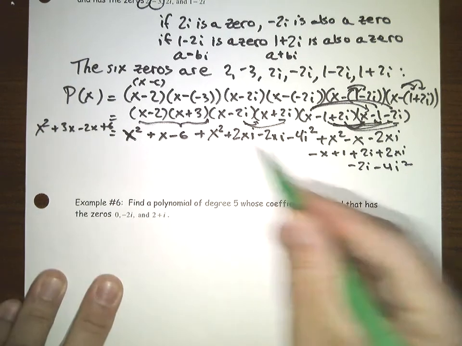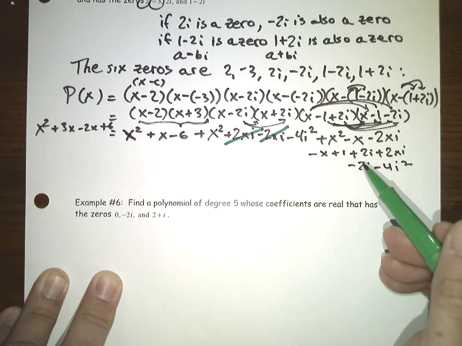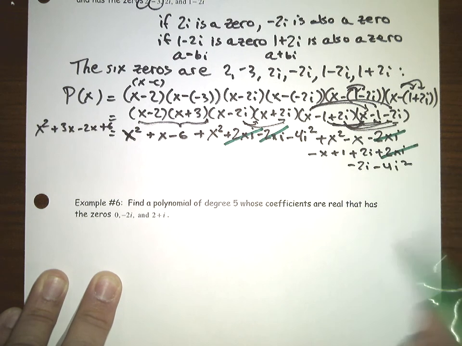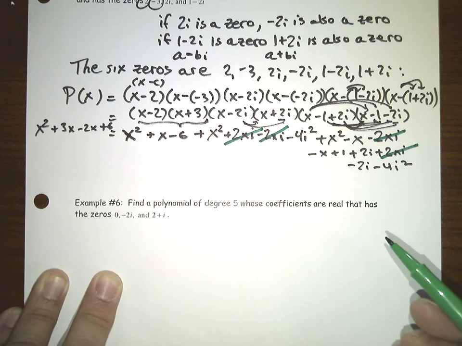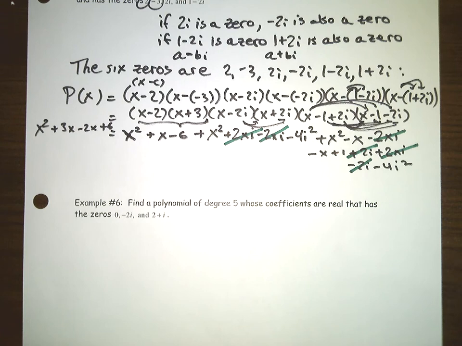So 2ix minus 2ix zeros out here. Then we have 2ix and 2ix zeros out. And then we have plus 2i minus 2i. So what we're left with is, what are we left with?